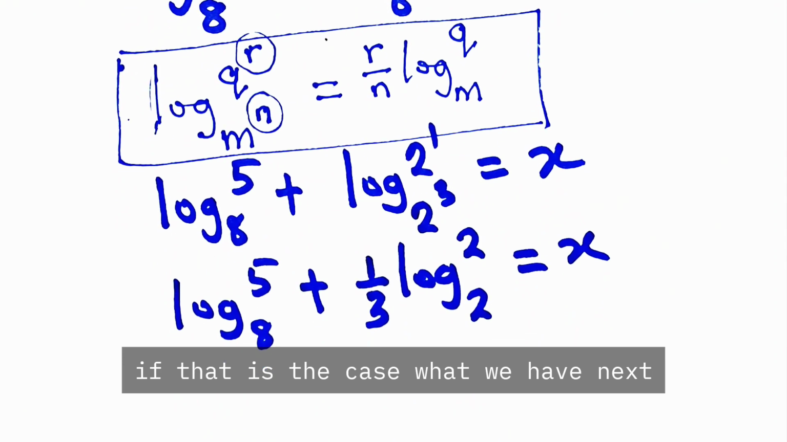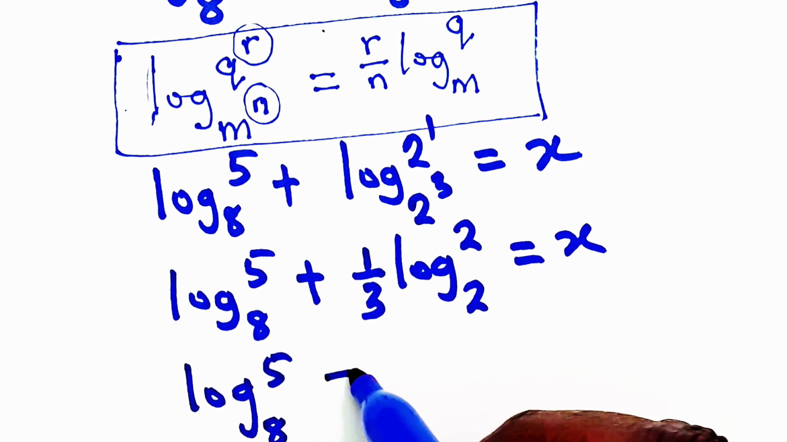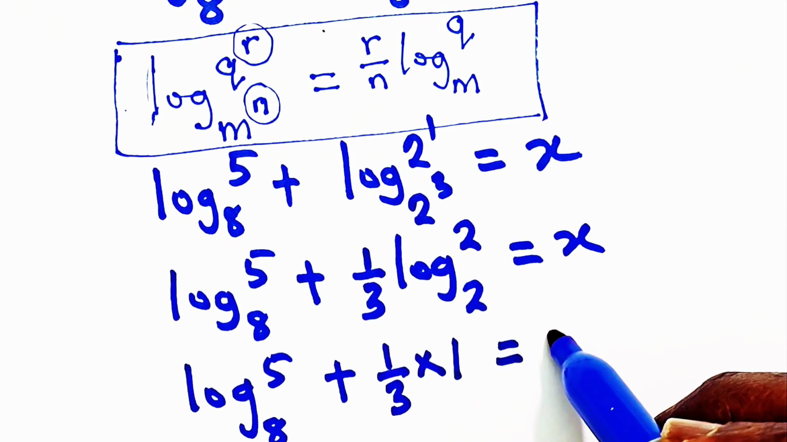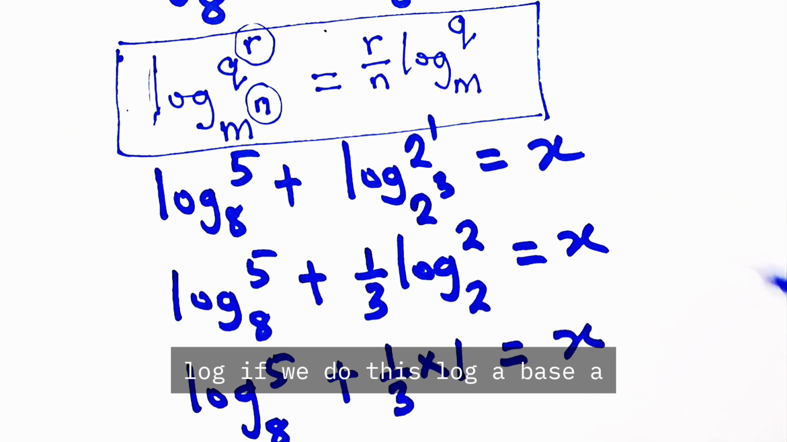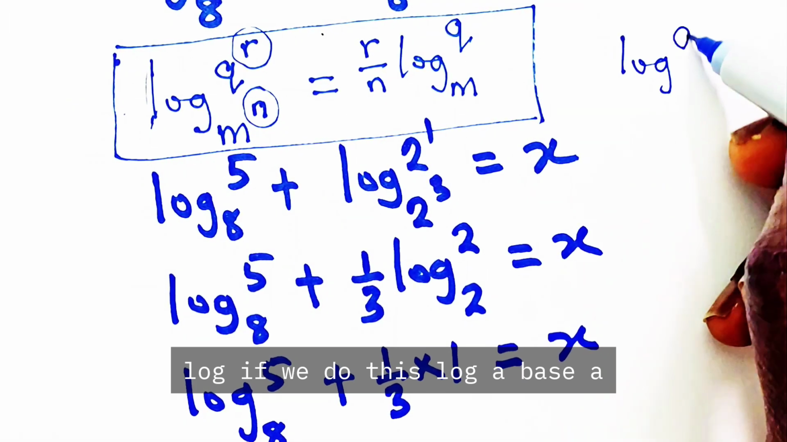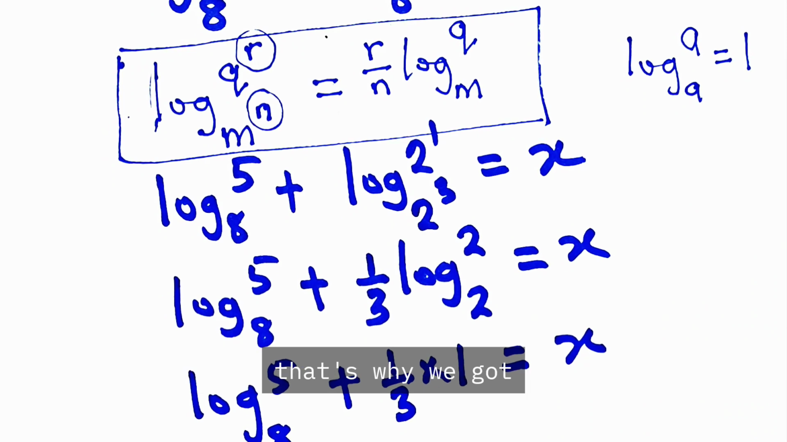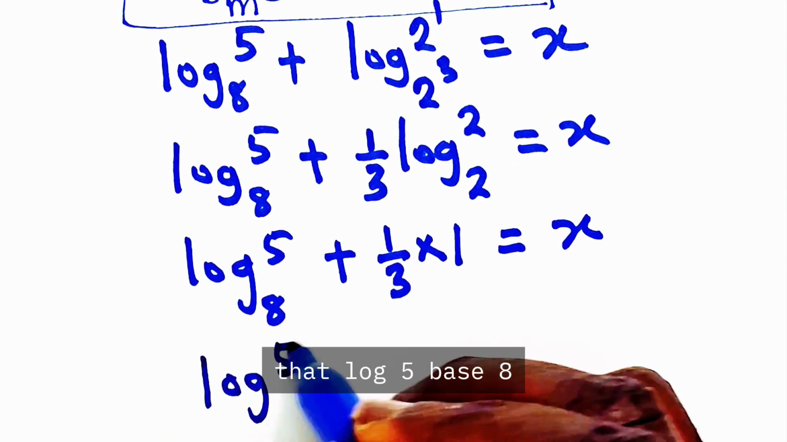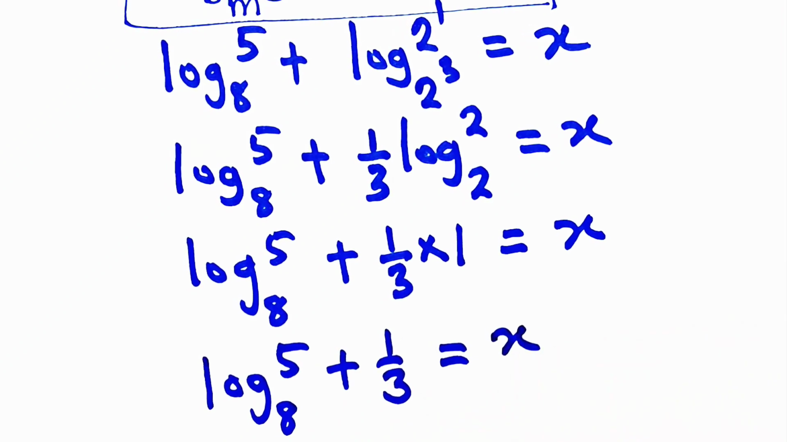If that is the case, what do we have next? We have log 5 base 8 plus 1 over 3 times 1 equals x, because log a base a will give us 1. If they have the same base, it's going to give us 1. So that's why we got that 1. We can see that log 5 base 8 plus 1 over 3 equals x.